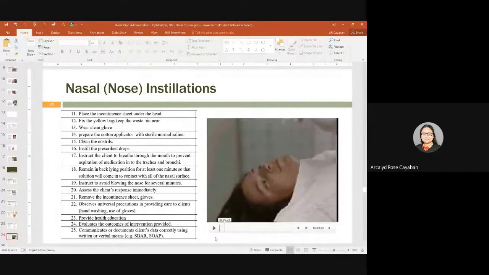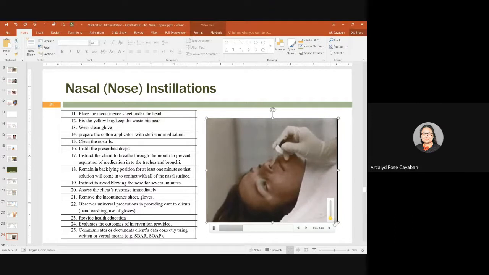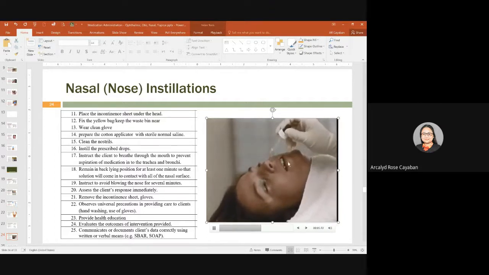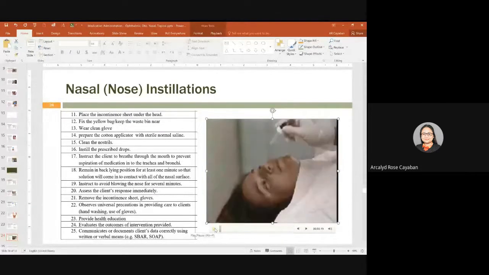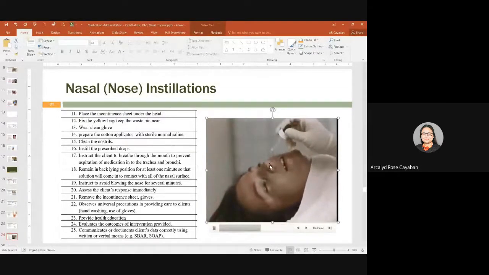While we put the medication, please highlight on your clinical book, we have to ask the client to what? To breathe through the mouth. Why? To prevent aspiration of medication. So let's watch this video. If you notice, they drop and the patient is breathing through the mouth. Let's do it again. While dropping, the patient is breathing through the mouth. You can ask the client to slightly open the mouth and breathe. And the rationale for that is to prevent aspiration.